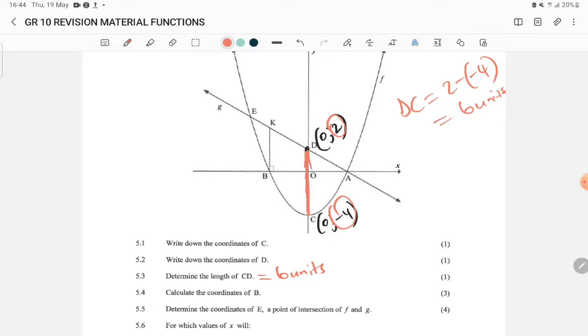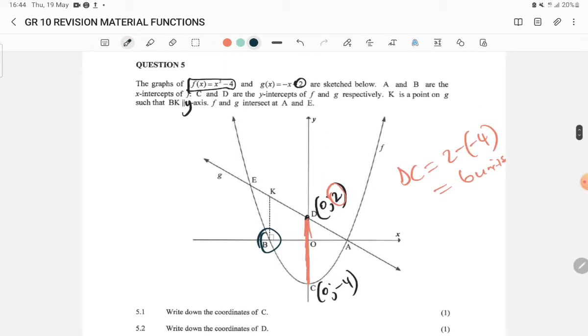Now let's determine the coordinates of B. B is found on the graph of f, so we are going to use f to determine the coordinates of B. We know that at B, y is equal to 0, because B is at the x-intercept. Now in our function we have f of x equal to x squared minus 4. Then we have to put 0 in the place of y to find the coordinates of B.